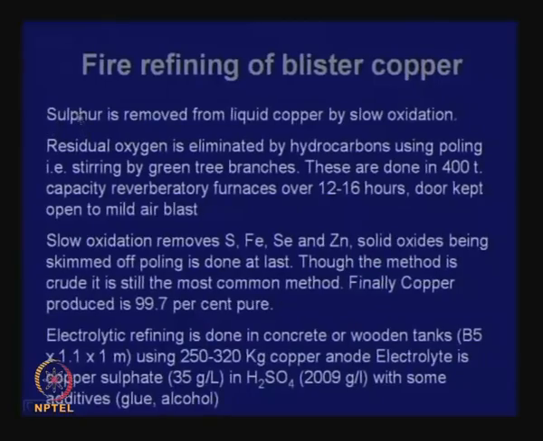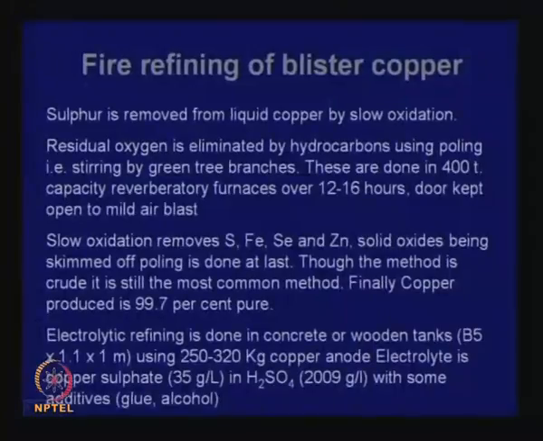One is, first of all, there is some sulfur. The sulfur can be removed from the liquid copper by slow oxidation. If we have the copper pool, the blister copper in the molten state, and it is slowly oxidized, then all the sulfur will be removed as SO2. Some copper might get oxidized also, and in the process some oxygen may go into the copper.